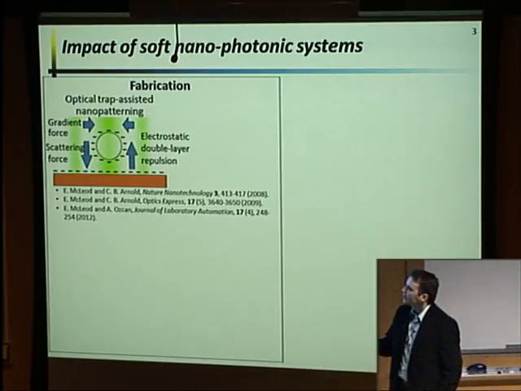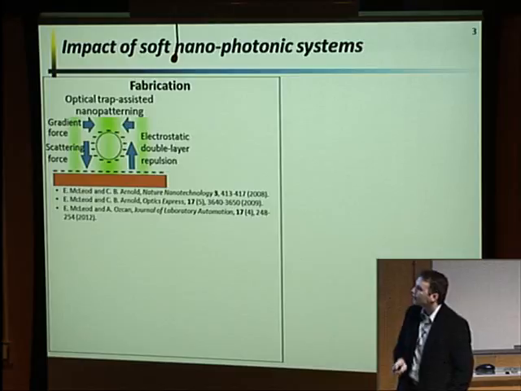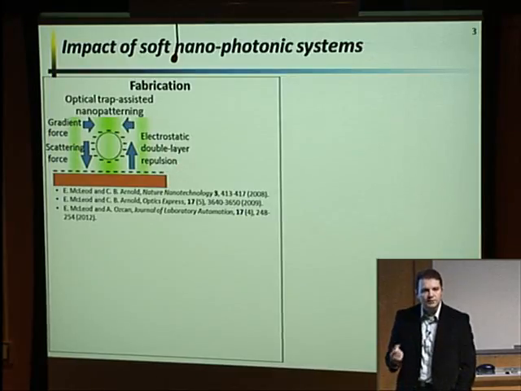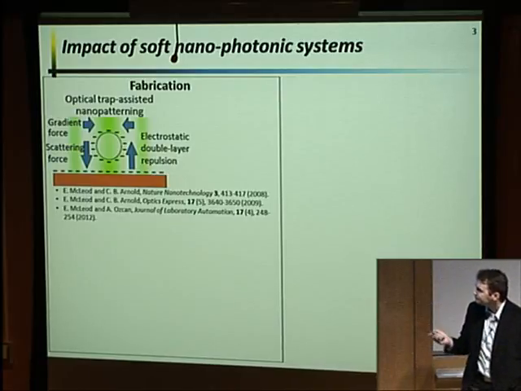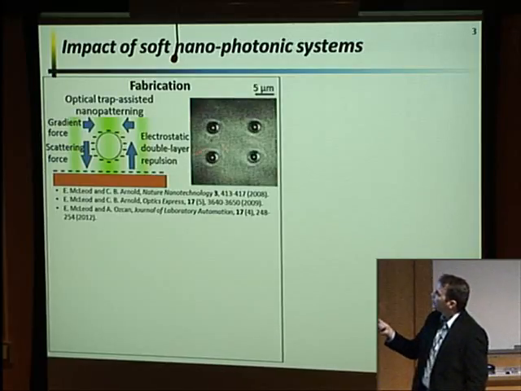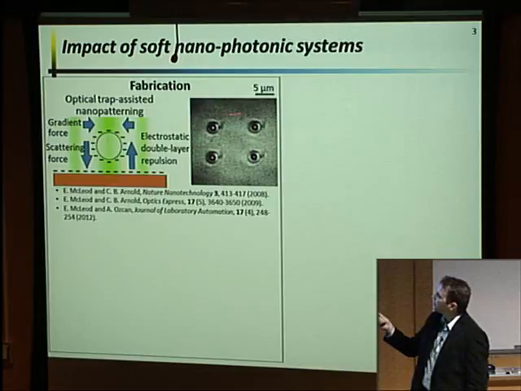This microsphere is then held within the near-field of whatever you're trying to pattern. And what we're doing is we're holding this microsphere here with an optical trap, or an optical tweezer. In this case, we're using a Bessel beam optical trap. And what we can do is then drag these particles around with this Bessel beam optical trap.